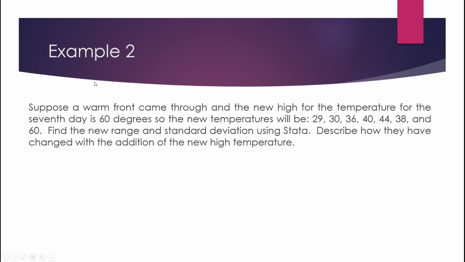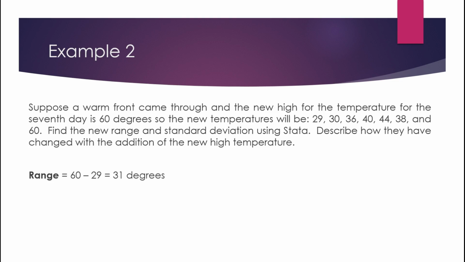So suppose a warm front came through and the new high temperature for the 7th day is 60 degrees. So this makes the temperatures 29, 30, 36, 40, 44, 38, and 60. So this is going to get us into, again, that idea of sensitivity to outliers. So find the new range and standard deviation using Stata only, no more by hand, and then describe how they have changed with the addition of the new high temperature.